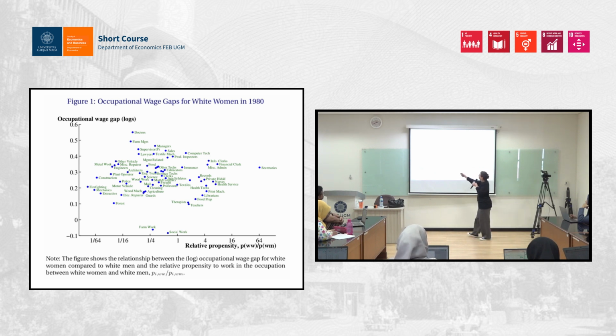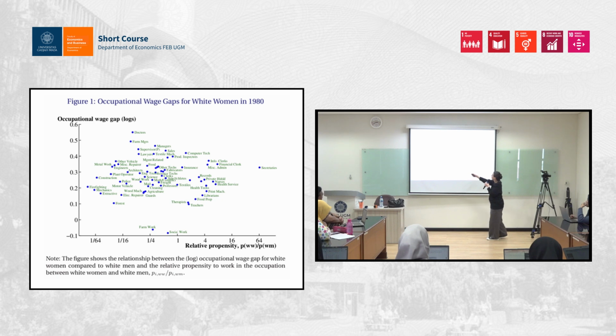So here they're documenting this occupational wage gap. The occupational wage gap for white women was very high, 0.6 for doctors, and the relative propensity to work. So the figures show the relationship between the low occupational wage gap for white women compared to white men, and the relative propensity to work in the occupation between white women and white men. So as the propensity to work in the occupation was very low, the occupational wage gap was very large.